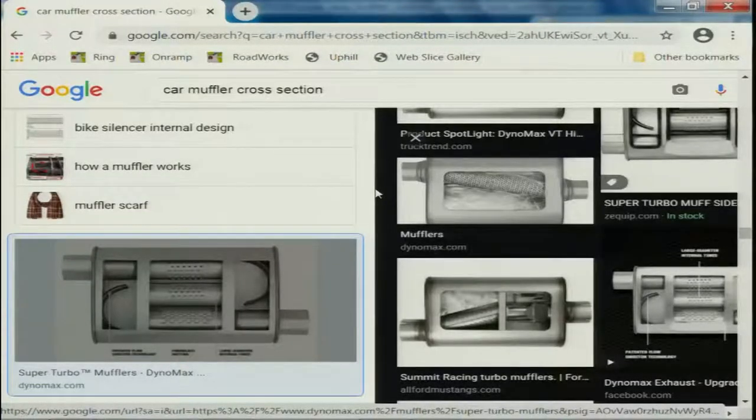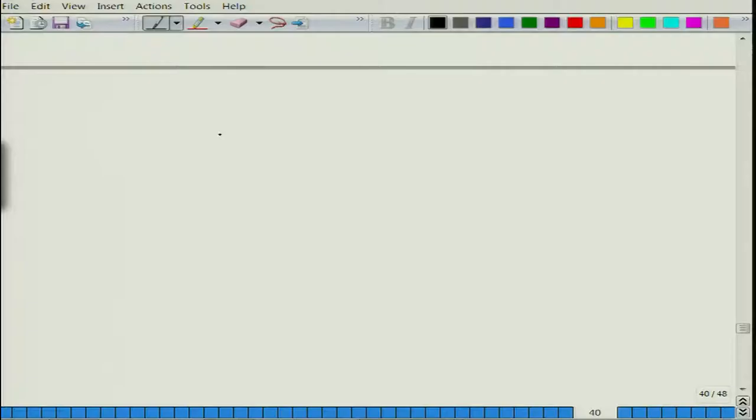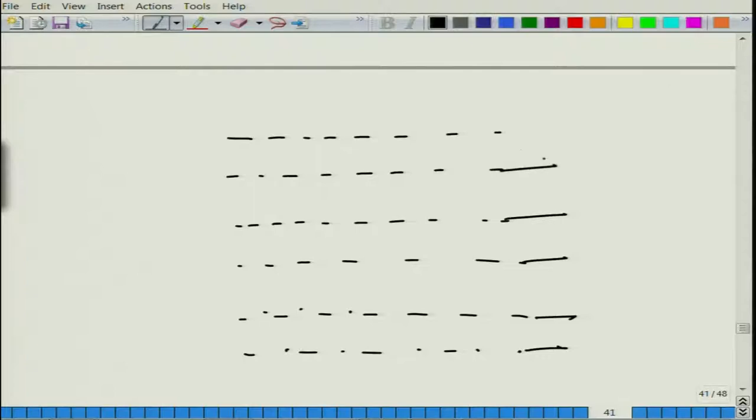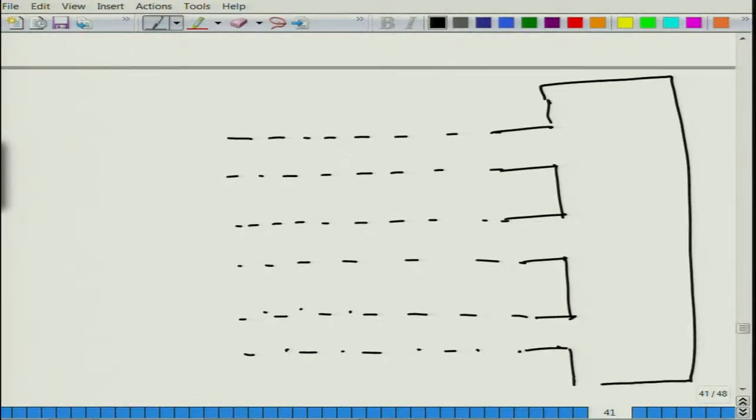Let me draw such a configuration for you. Let me draw these 3 interacting ducts. So here we are, and there are 3 ducts. These are all perforated, something like this.